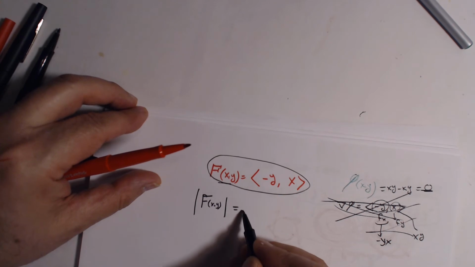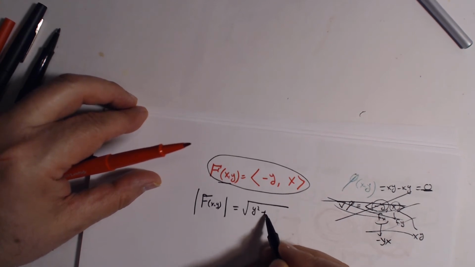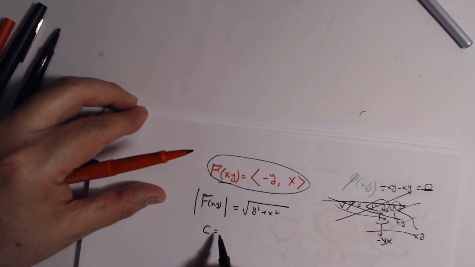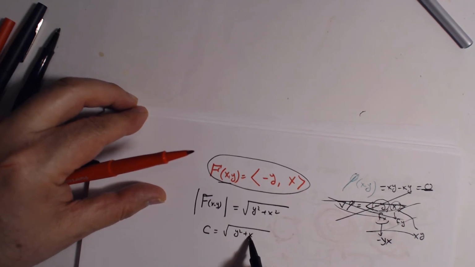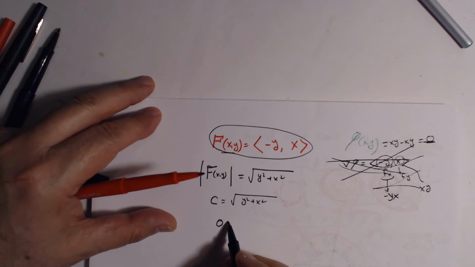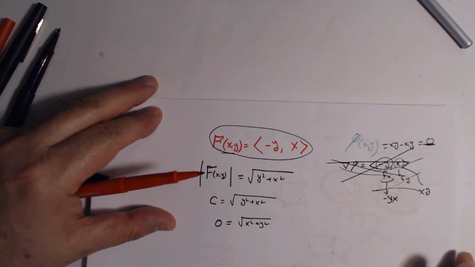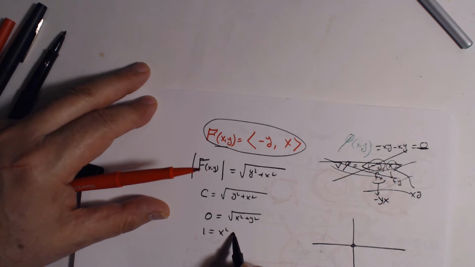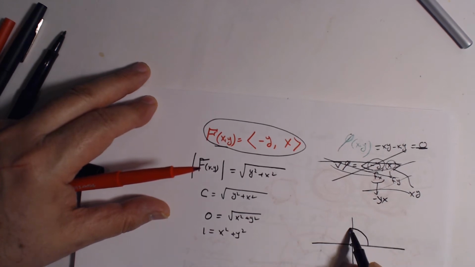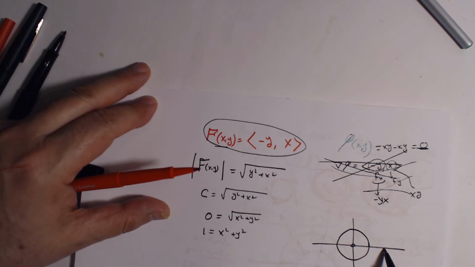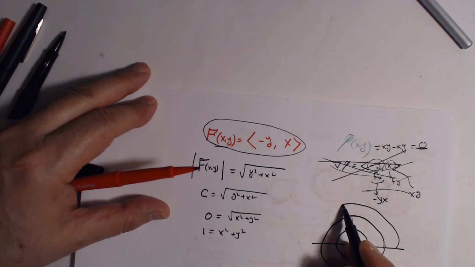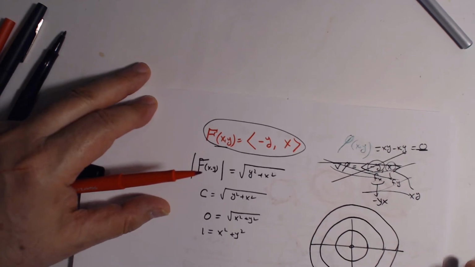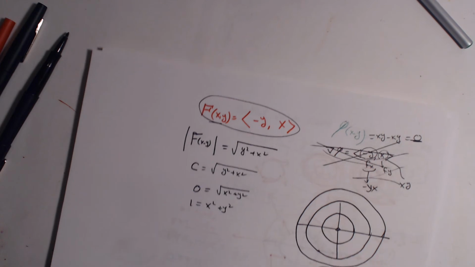The magnitude of that vector field is the square root of y squared plus x squared. I'm going to make my magnitude a constant, and I'm going to plus 0 in here. Then I get a point. If I put 1, I get a unit circle. It's the same as the previous one: a unit circle, a circle with a radius of 2, and a circle with a radius of 3. Not always is a level curve a circle, but we're doing some easier stuff right now.